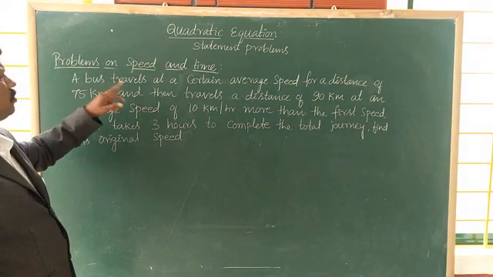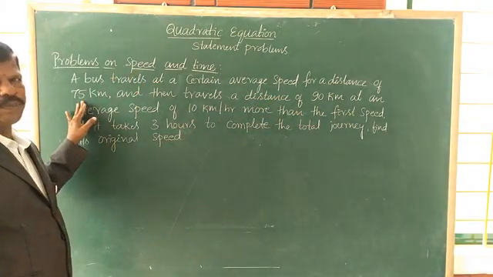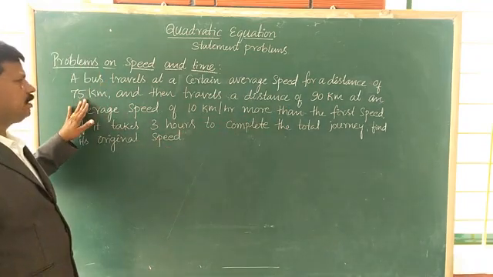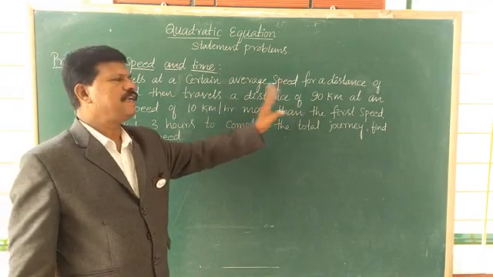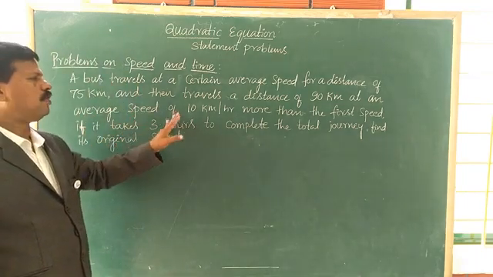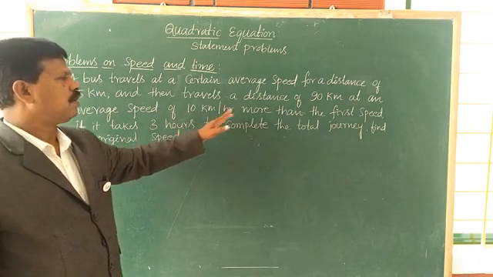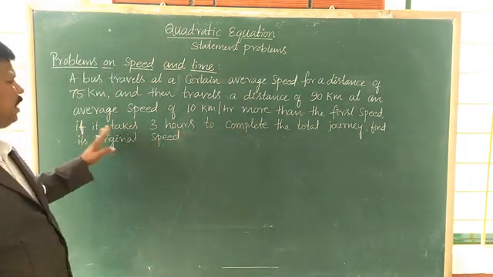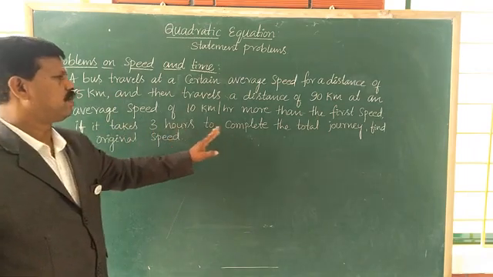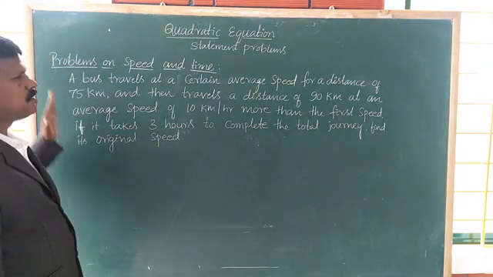A bus travels at a certain average speed for a distance of 75 km and then travels a distance of 90 km at an average speed of 10 km per hour more than the first speed. If it takes 3 hours to complete the total journey, find its original speed.